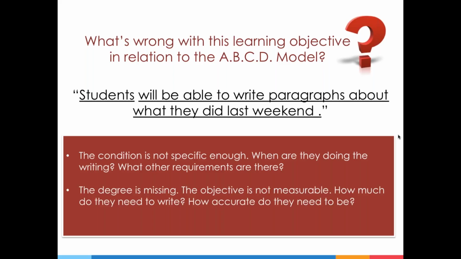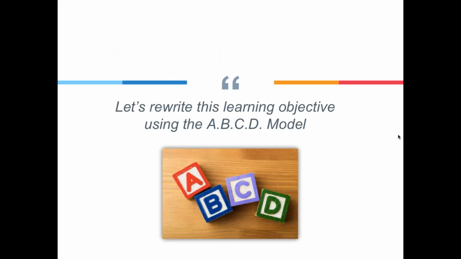Two, the degree is missing. So again, the objective is not measurable. How much do they need to write? How accurate do they need to be? And what are they writing about? I know they're writing about last weekend, but what past tense are they using? It's hard to see. So let's rewrite this learning objective.